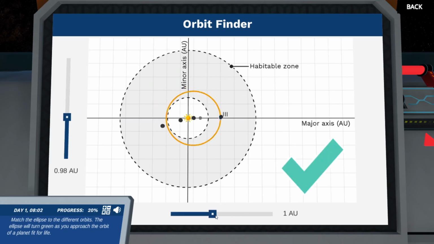You have found the orbit of Ostakos 3. Temperatures are mild enough for life on this planet, but my spectrometers detect no signs of water in its atmosphere. It is unlikely that it harbors life. Its orbit is near the warmest edge of the habitable zone. The orbit of a planet fit for life should be around this size or bigger.